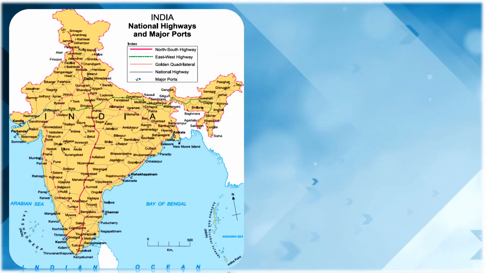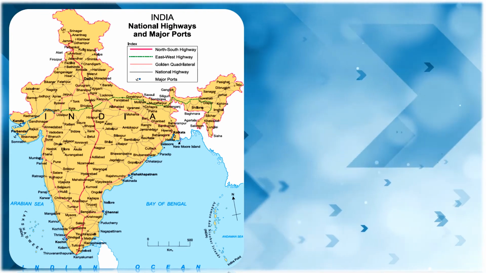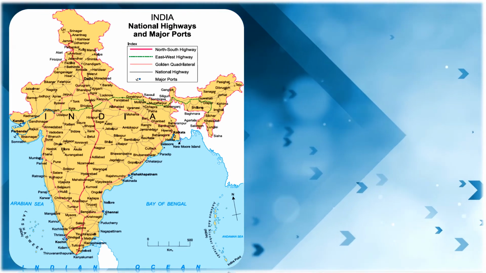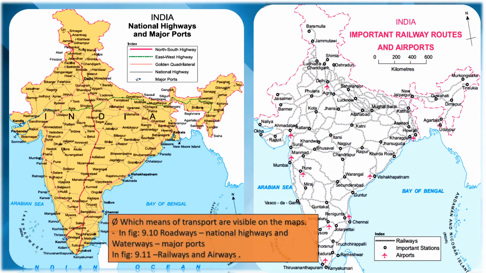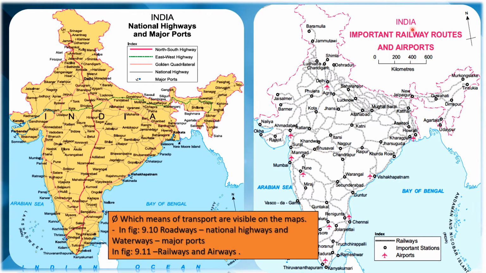Now let's move on to study transport of India. On page number 64, they have given us two maps. The first map shows national highways and major ports, and the second map shows important railway routes and airports. Based on these two maps, we have to answer some questions given in the textbook. The first question: which means of transport are visible on the maps?